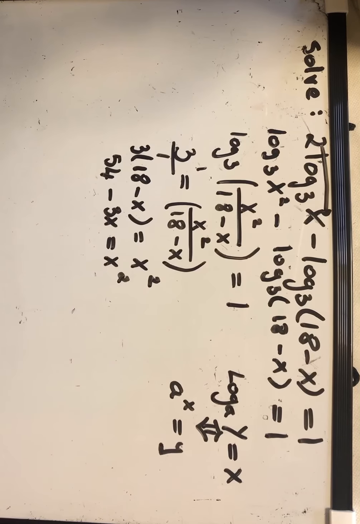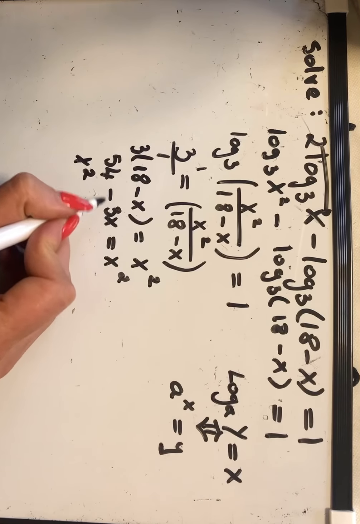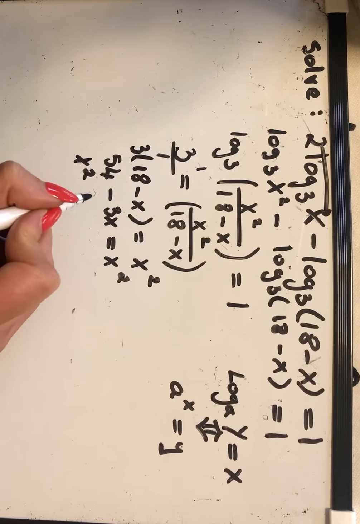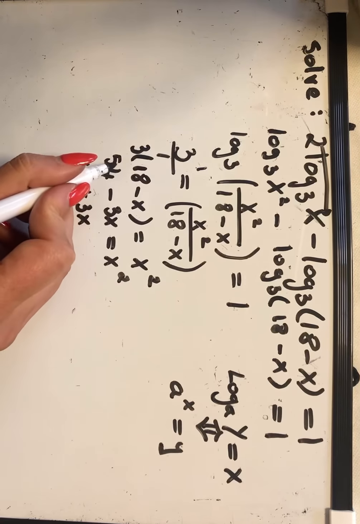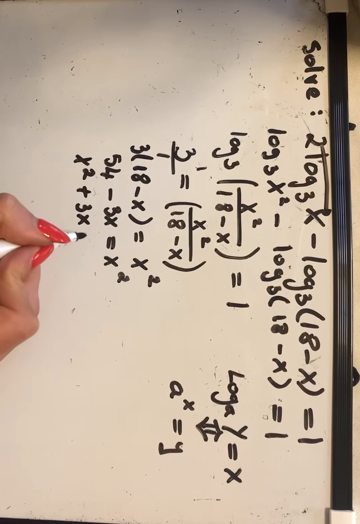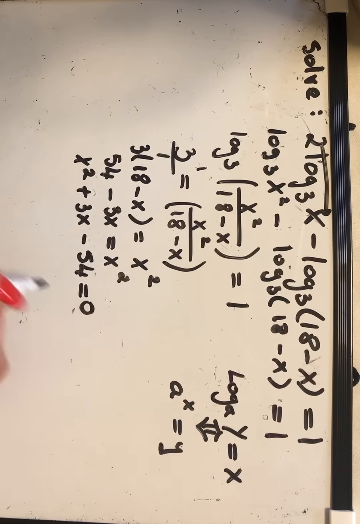We now have a quadratic, and we're going to simplify that by moving everything over to the one side. So we have x squared. When we bring over the negative 3x across, it becomes a plus 3x. And when we bring over the 54 across, it becomes a negative 54. Equal it to 0.